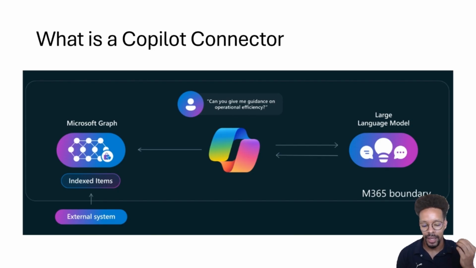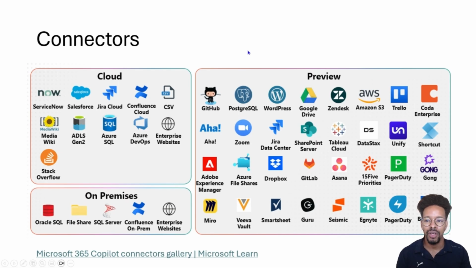And I think all organizations can create up to 30 Copilot connectors, or index up to 30 sources. You're wondering, where are these connectors? We have cloud and on-prem, and most of them are in preview. But if you want to see a detailed view of all of them, just go to the M365 Copilot Connectors Gallery. I think I can even show you where they are.